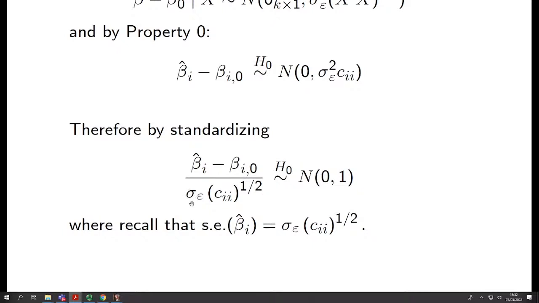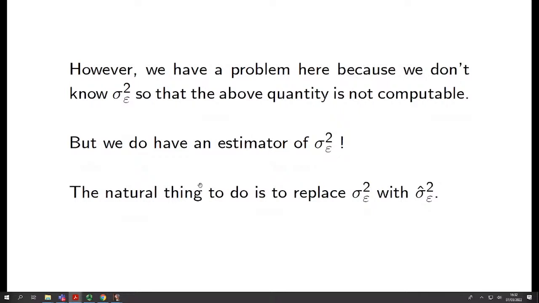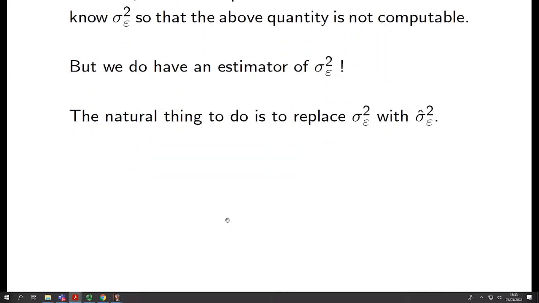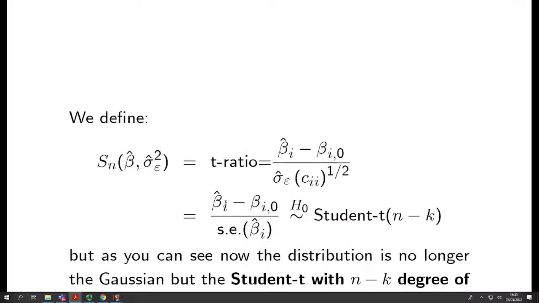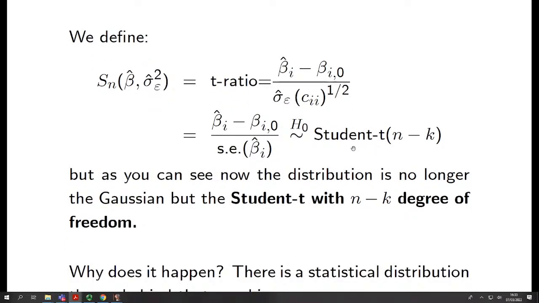But now, of course, I don't know this number here, and it is tempting. The natural thing we'll do, we replace sigma epsilon with sigma epsilon estimator, and in the slide I have presented that as a kind of magic. If we define the T ratio now exactly as before, but with sigma epsilon replaced by its estimator, as a magic under the null it appears the student T, but it's not a magic because I have provided you the blackboard. Let me come back to the blackboard.